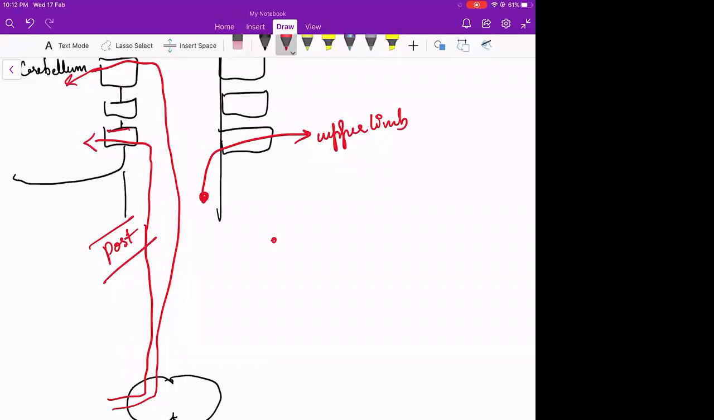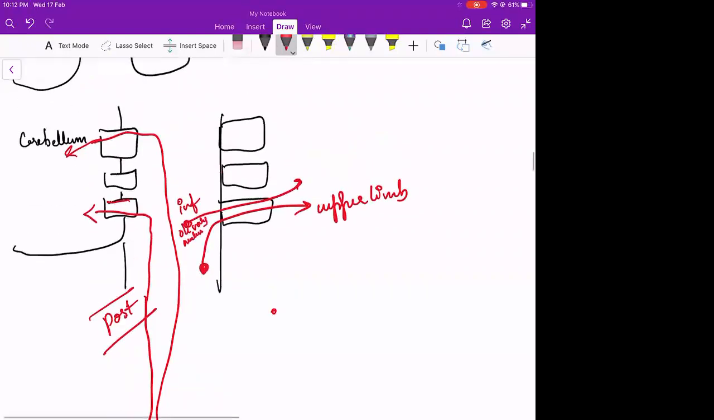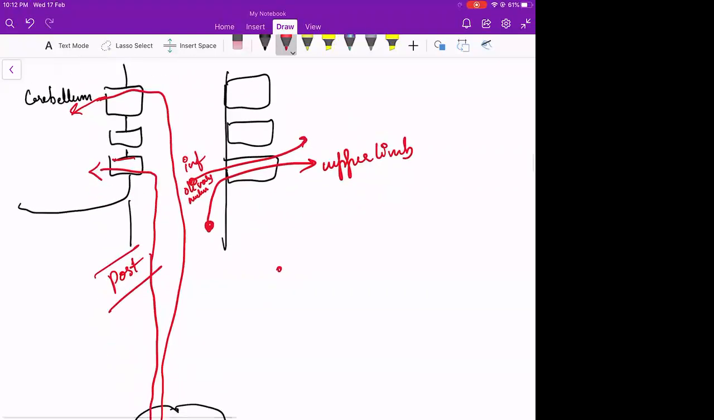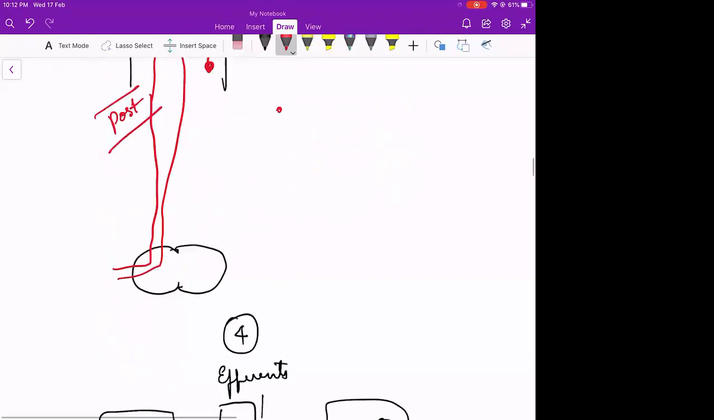and lastly from the inferior olivary nucleus. These are the supply from the spinal cord and vestibular apparatus.